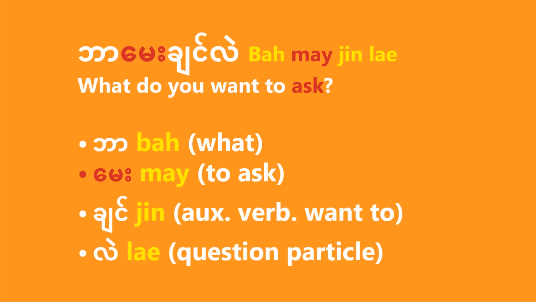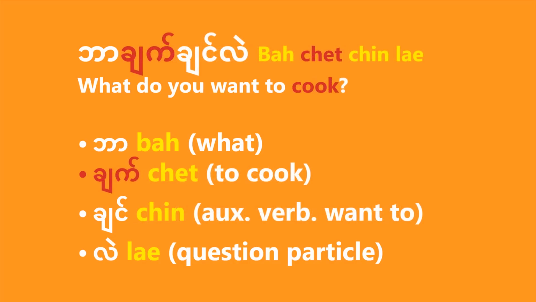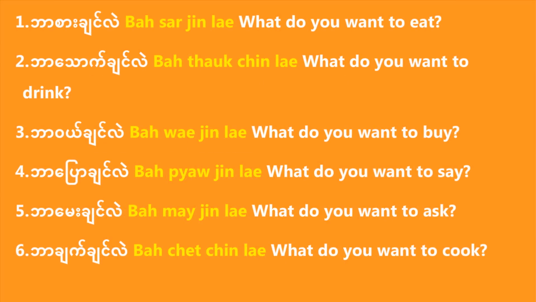That's right. It's ba le. Once more, it's ba le. That's what do you want to ask? And can you figure out how to say, what do you want to cook? That's right. It's ba le. So let's take a look at the 6 verbs you've learned to use with the word ba, or what. And let's repeat them from top to bottom.